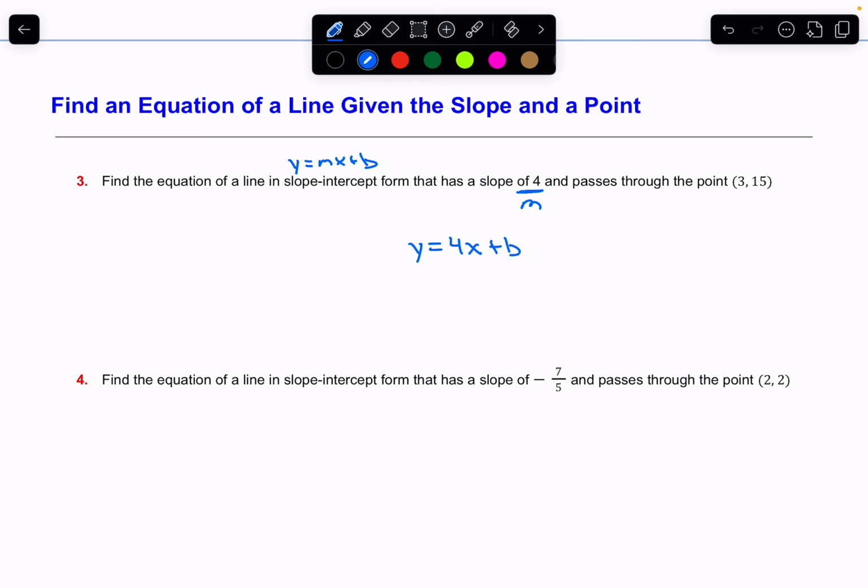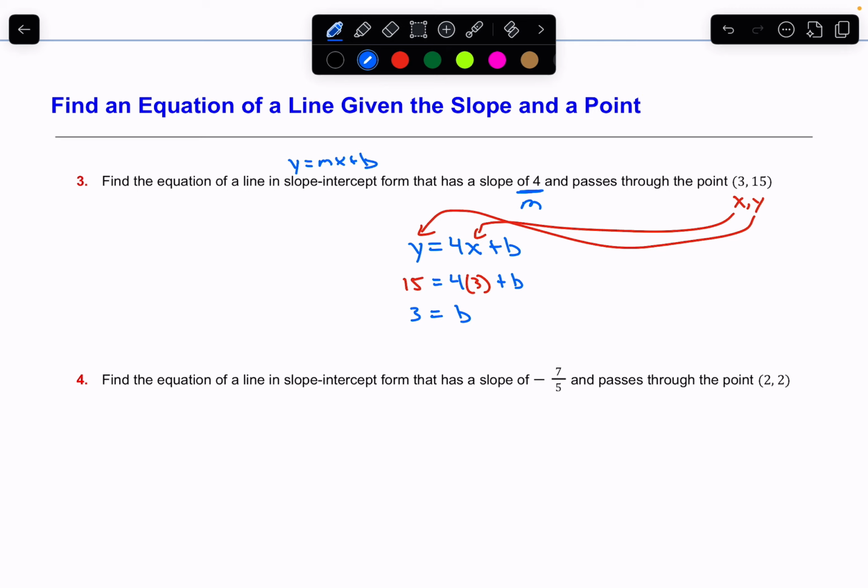But now the point represents coordinates on the graph. This (3, 15) is x comma y, where I can plug in the 3 for this x and the 15 for this y. Plugging in those two numbers, I get 15 = 4 times 3 + b. Now I can solve for b in this equation. 4 times 3 is 12. If I subtract the 12 from both sides, I get that 3 is equal to b, because I subtracted the 4 times 3 from both sides.